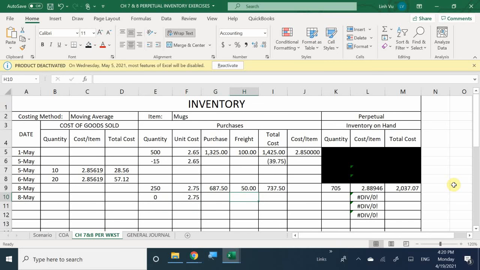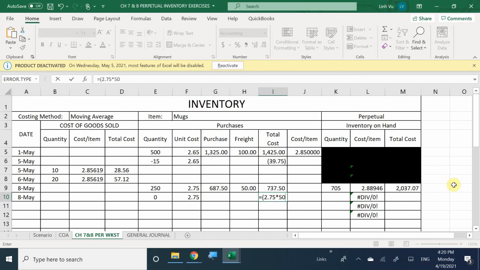But in this case, I'm going to calculate it right in this little window under my total cost. I'm supposed to be multiplying my 2.75 by my 50 items, and I'm getting a 15% discount. So what is 15% of the 50 mugs that I'm attempting to return? What's my allowance in this case?